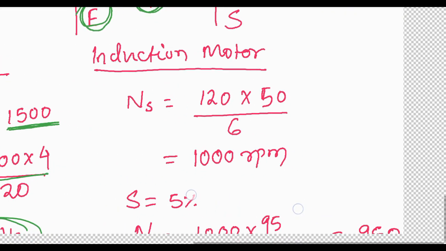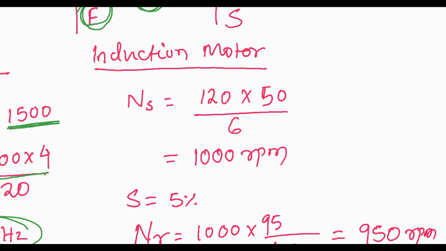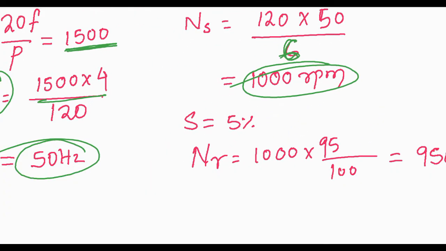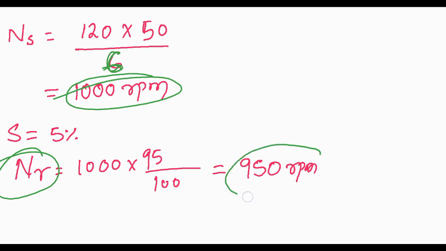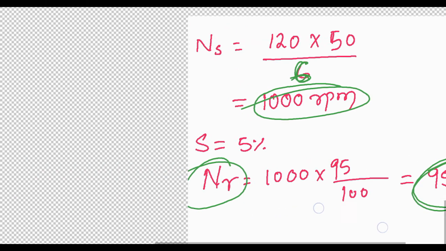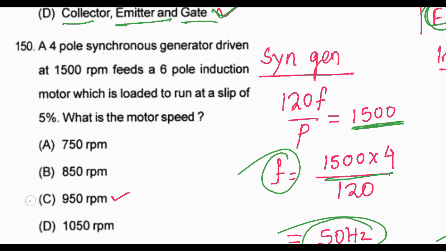As the induction motor is supplied with 50 hertz frequency, what will be Ns, the synchronous speed? Synchronous speed will be 120 f by 6 poles. The induction motor has 6 poles, so this will be 1000 rpm, and as slip is 5%, the rotating speed will be 95 into 1000 by 100, so this will be 950 rpm. So here the answer will be option C, 950 rpm.